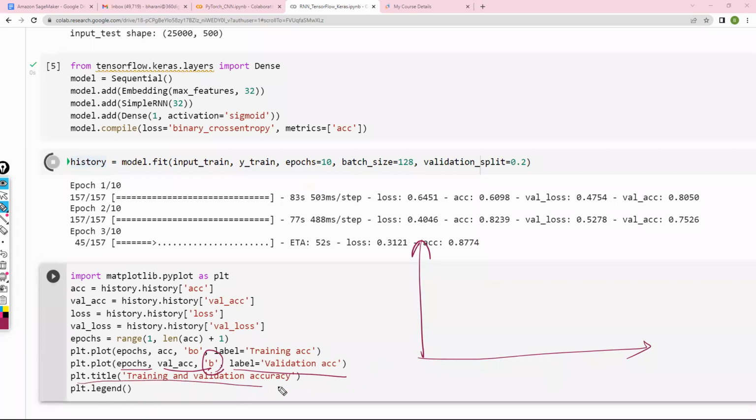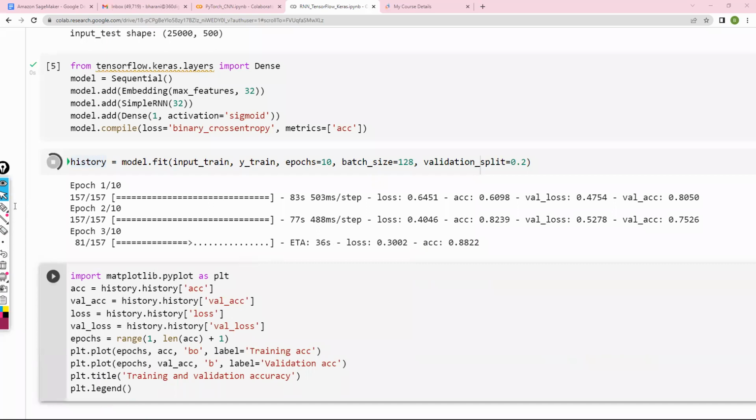Overall title name should be training validation accuracy. And when you say show me the legend, it will say that blue color circles will be training accuracy. Blue color line will be validation accuracy. Okay, that is how we want to run it.